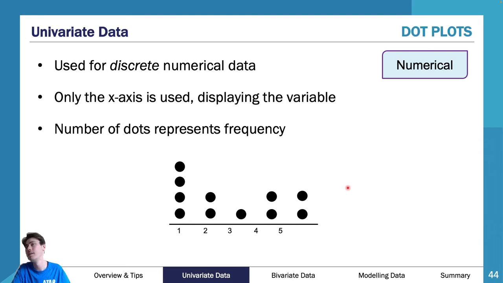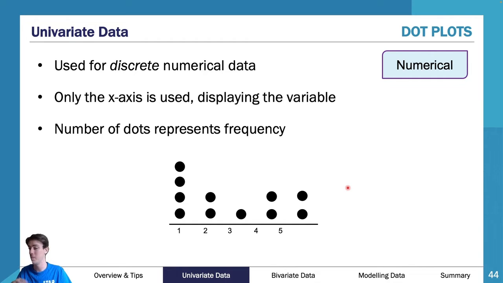So if we look at this here, we go, all right, dot plots are used for discrete numerical data. Only the x-axis is used, so we don't have a y-axis. And the number of dots represents the frequency. So essentially, we have pieces of information that are on 1, 2, 3, 4, 5. Sorry, that's been squished down. Didn't really hold its position well. But as you can see here, we have 4 on 1, we have 2 on 2, we have 1 on 3, etc. So what we're looking at with the dot plot is how many pieces of information are on each one.